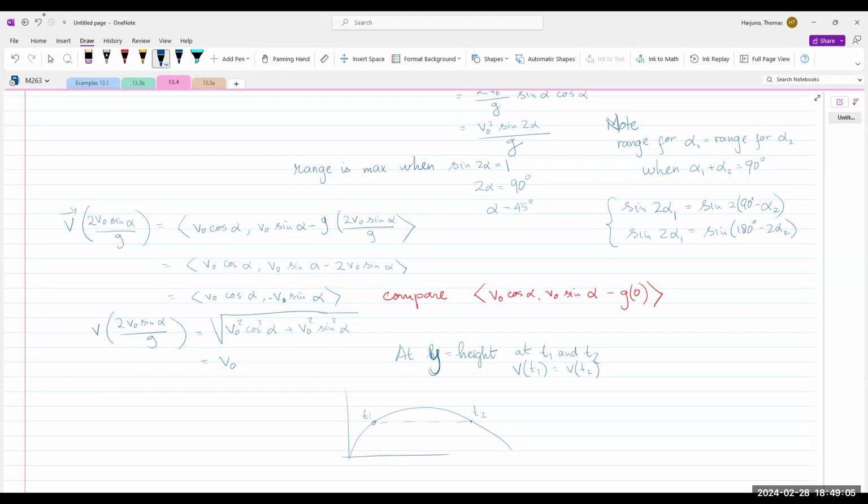In fact, we can say further that the x component of the velocity is the same, and the y component of the velocity is opposite. One of them is facing up, the other one facing down.